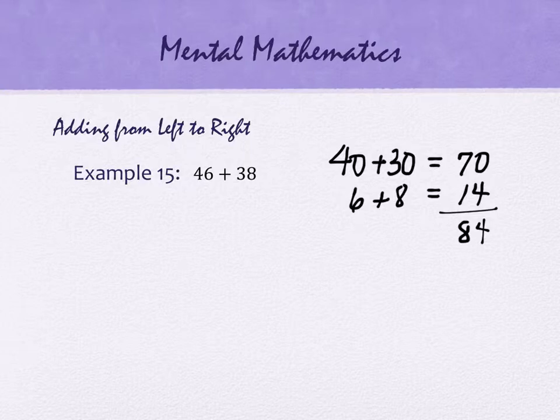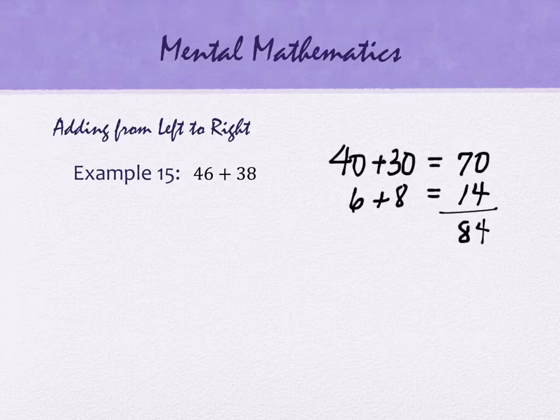Now, the catch is, of course, in all of this, when it says mental math, you're going to have to show me your mental math because I can't see inside your head. So you have to show me that you actually did 40 plus 30, and you have to show me that you did the 6 plus the 8, and then you have to show me that you added those two together. So you're just showing me what you're thinking is the idea. Okay? So we end up getting 84 on this one. That one is addition from left to right.